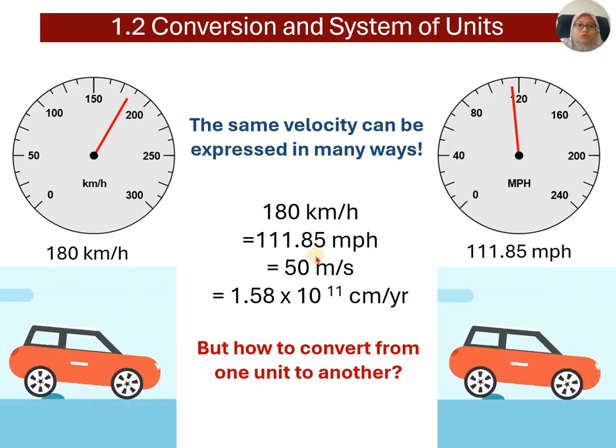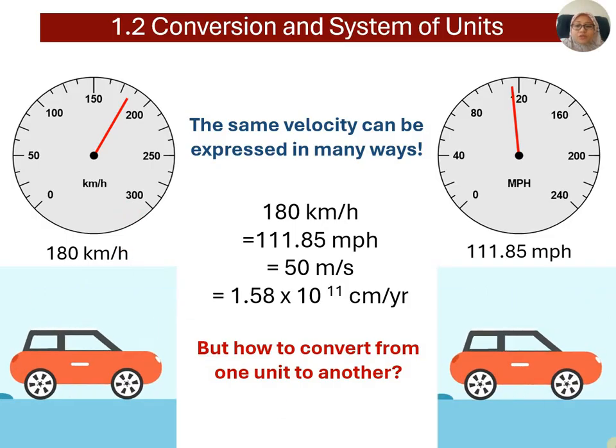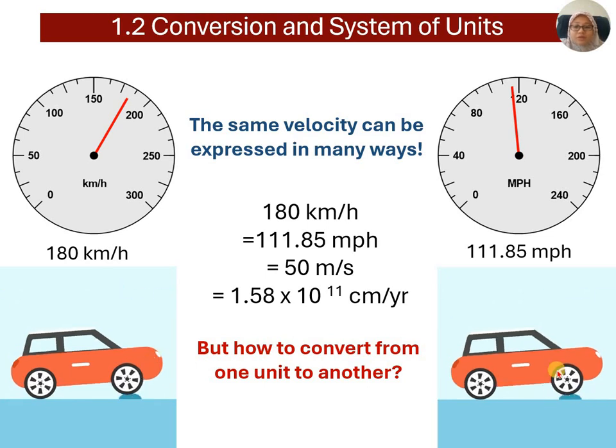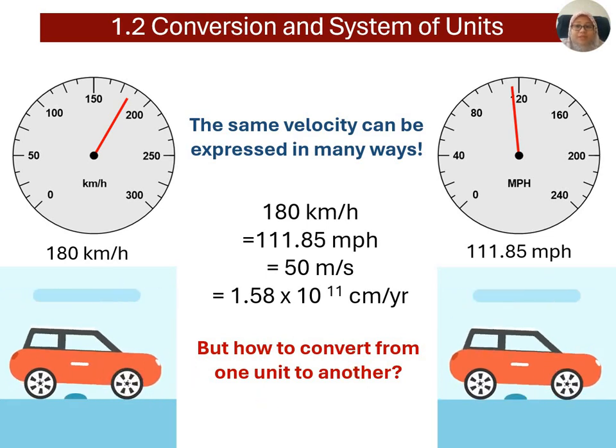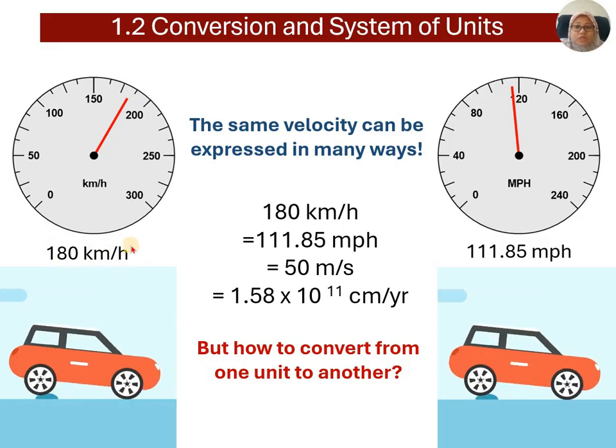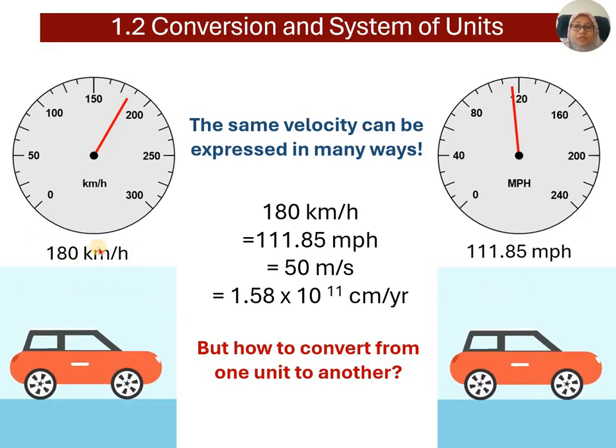Okay, now let's move to unit conversion. As you can see, both of these cars are moving at the same speed, but the first car's speedometer shows 180 and the second speedometer shows 111.85. Even though the values look very different, the cars are actually moving at the same speed. The difference here is just the unit, the expression of the speed in terms of kilometer per hour and miles per hour.